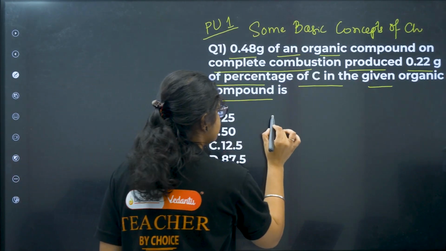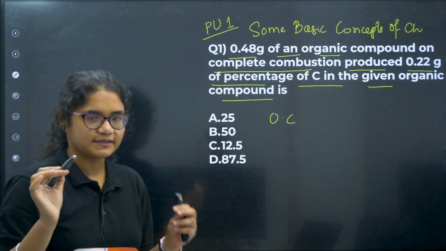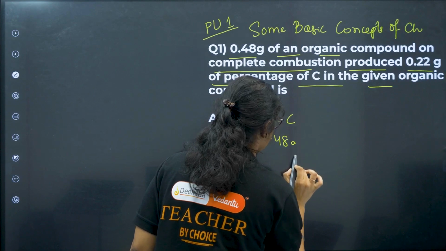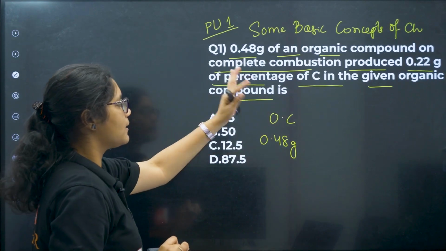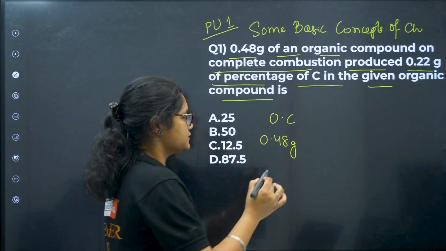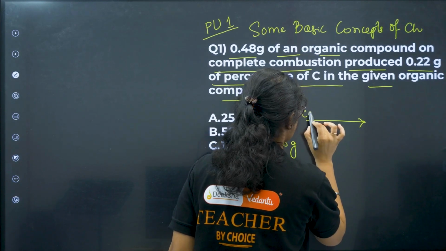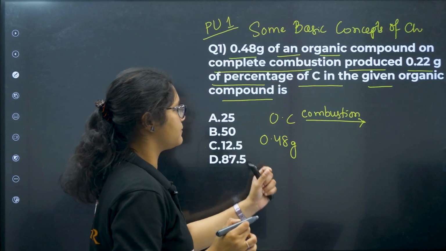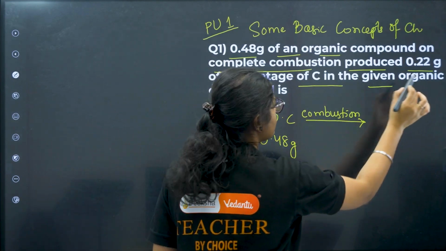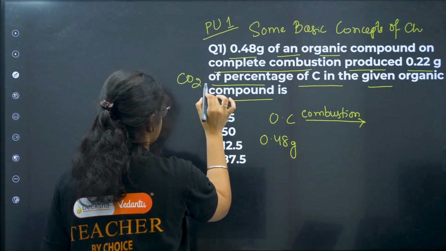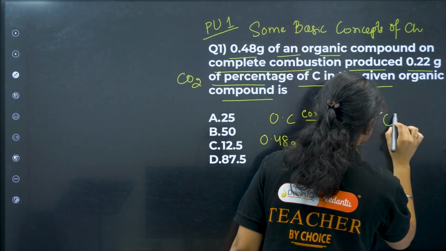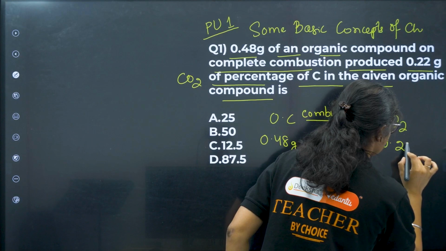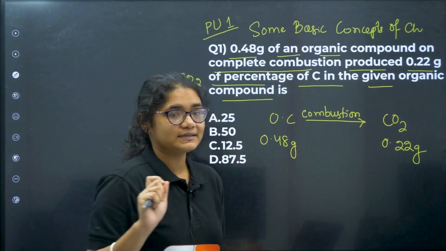So what is it saying? There was one organic compound. Let us assume that there is one organic compound. How much mass of this organic compound was there? 0.48 gram. Now it underwent complete combustion, meaning it reacted with oxygen. And when there was combustion, it produced 0.22 gram of, here I am writing, CO2, carbon dioxide. So this is the amount given, 0.22 gram.